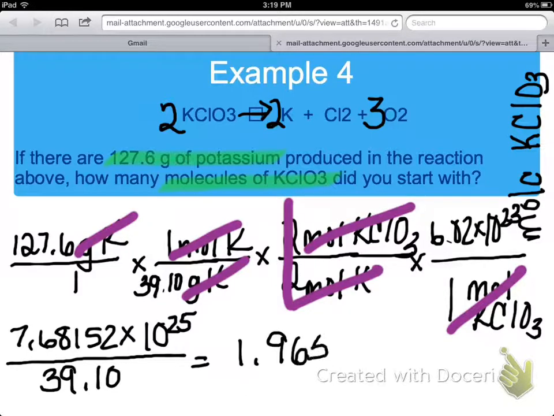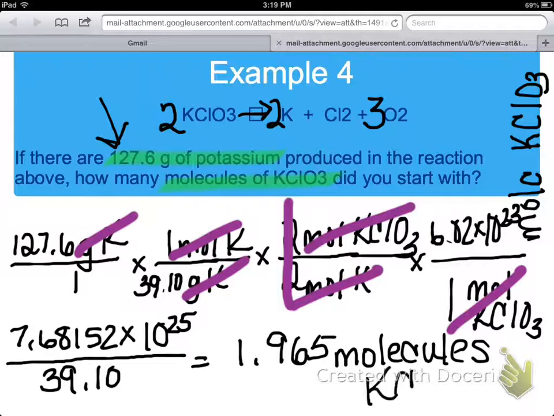1.965. I need 4 significant figures because the number that they gave me in the problem also has 4 significant figures. And we have molecules. Make sure we label it. Make sure you tell me what chemical we're talking about. And we're done.